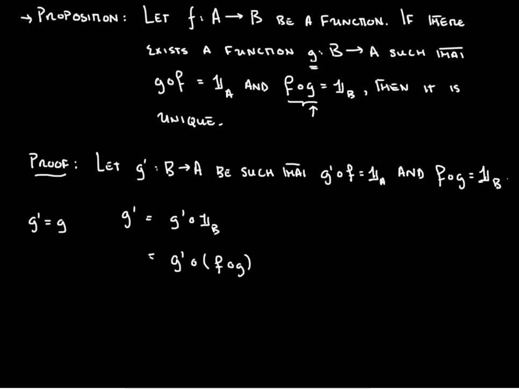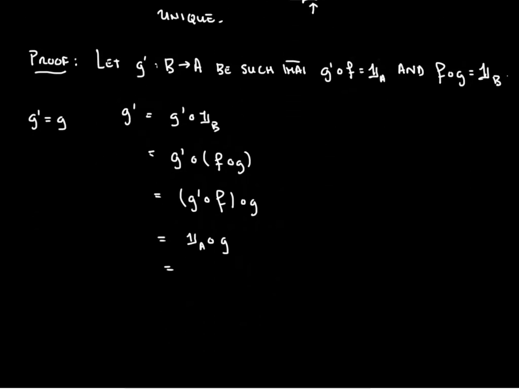And remember that composition of functions is associative. So g prime circle f circle g, we can change it this way. But we know what this is. It is the identity over A. So we can write the identity over A circle g, and the identity over A circle g is simply g.